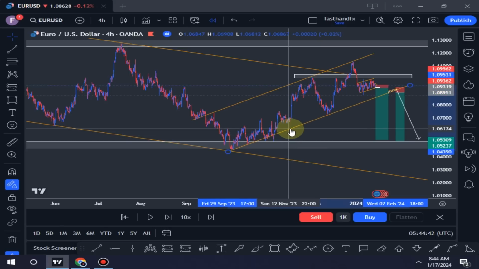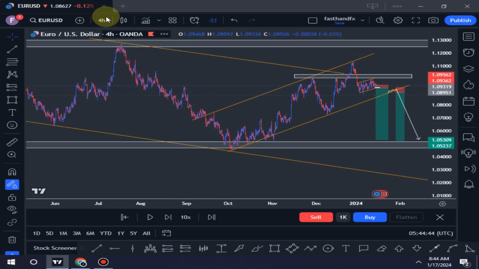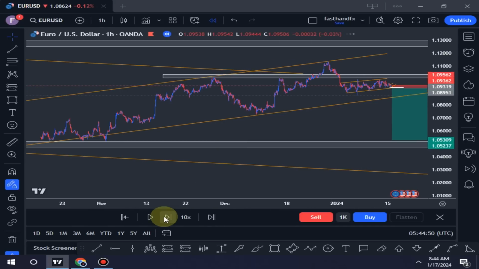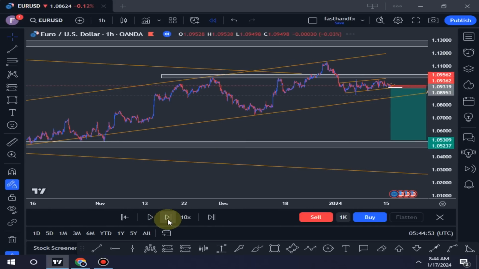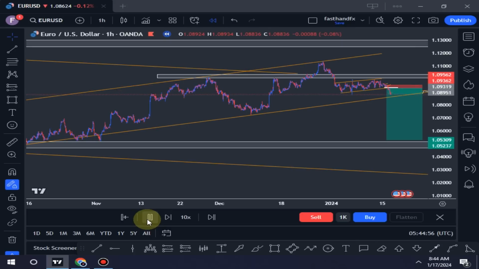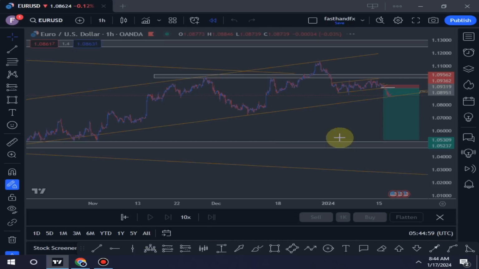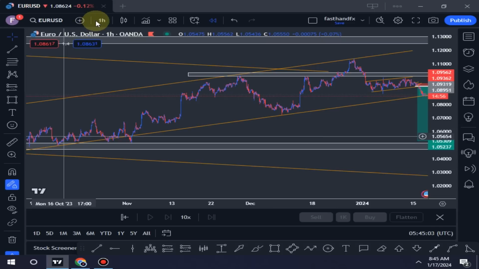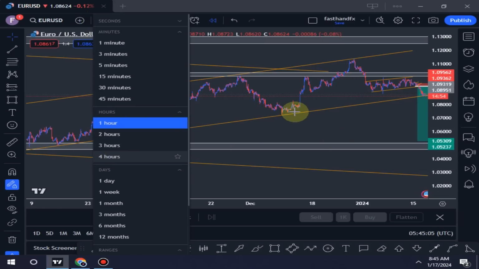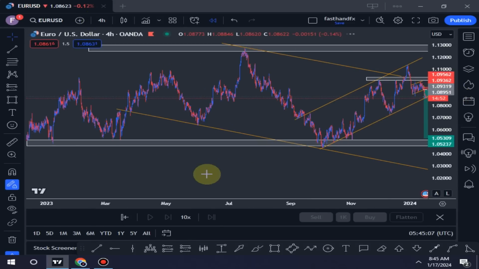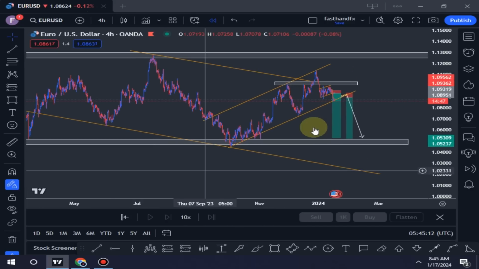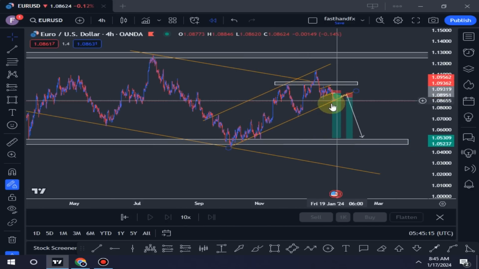So maybe something like this. Let me now hit the 1 hour. Like you see now, price did its thing. Now, if you see, we have touches in respect to this trend line. That is why I said that I evolved. We have a touch right here, a touch right here, and also this level right here.